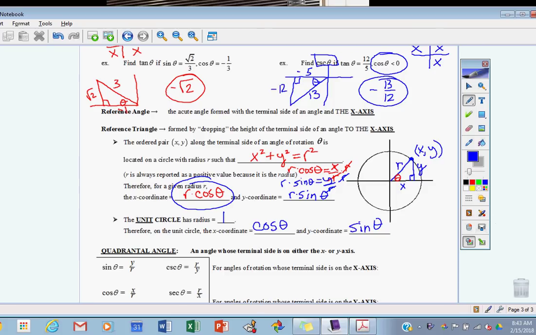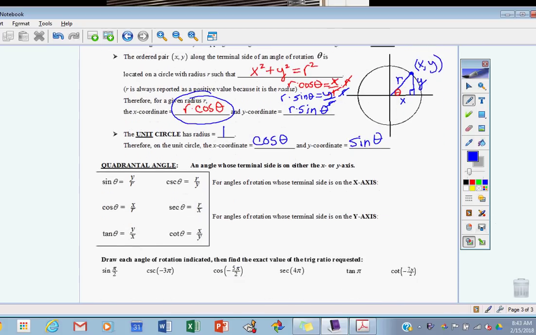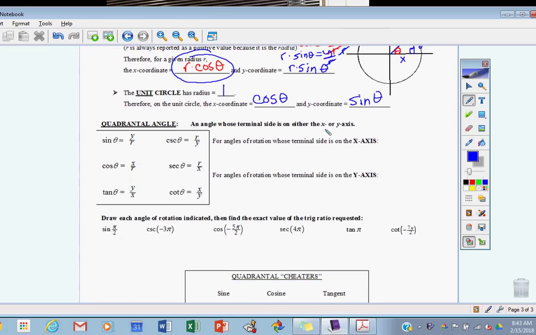Here's where this really comes into play. I'm going to show you multiple ways of thinking about this. I'll show you my favorite, but I'll show you multiple ways because everybody thinks differently. For angles of rotation whose terminal side is on the x-axis, think about what that just said.